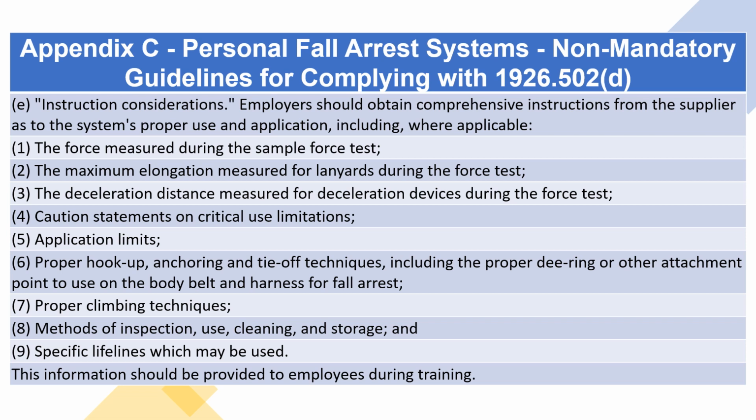E. Instruction considerations. Employers should obtain comprehensive instructions from the supplier as to the system's proper use and application, including, where applicable: 1. The force measured during the sample force test. 2. The maximum elongation measured for lanyards during the force test. 3. The deceleration distance measured for deceleration devices during the force test. 4. Caution statements on critical use limitations. 5. Application limits. 6. Proper hookup, anchoring and tie-off techniques, including the proper D-ring or other attachment point to use on the body belt and harness for fall arrest.